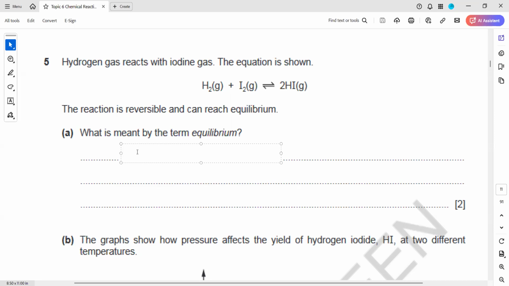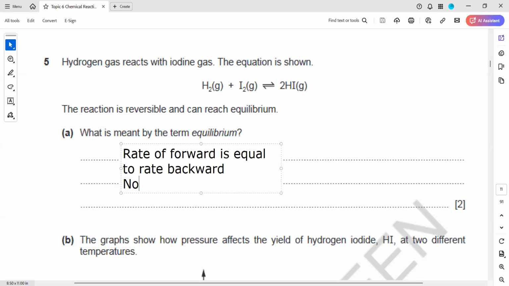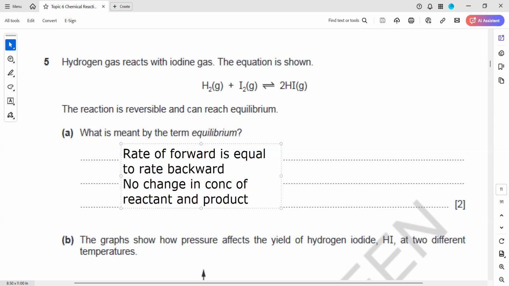Rate of forward reaction is equal to rate of backward. That is one mark. What about the second mark? The second is no change in the concentration of reactant and product. Like the amount of the product and the amount of reactant will not change. We are not saying the amount of reactant is equal to the amount of product. What we are saying is, amounts will not change.